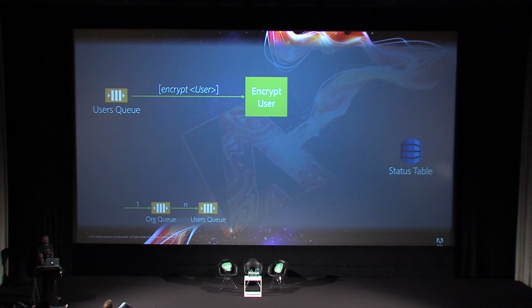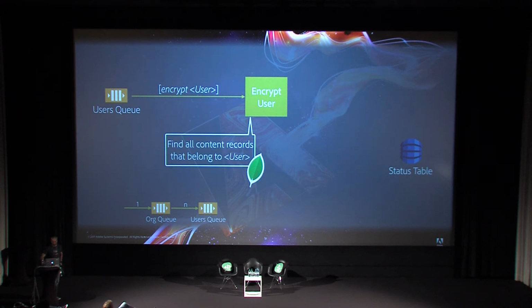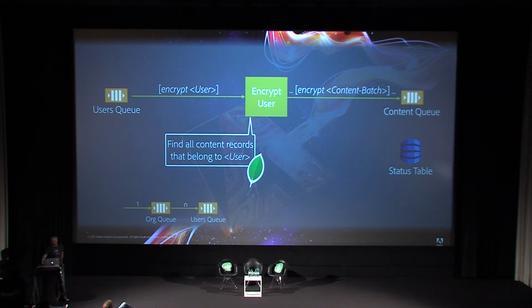Now it goes on, encrypt the user. I read one message from that users queue, and what do we do? Of course, we check what content that user has, and what content records belong to that user. Create a batch, a batched representation of those content records, and put it into a content queue. That's the stuff that we want to re-encrypt. And once we've found all the content entries for one user, we can say, well, the re-encryption is now running. And we've created a lot of messages again.